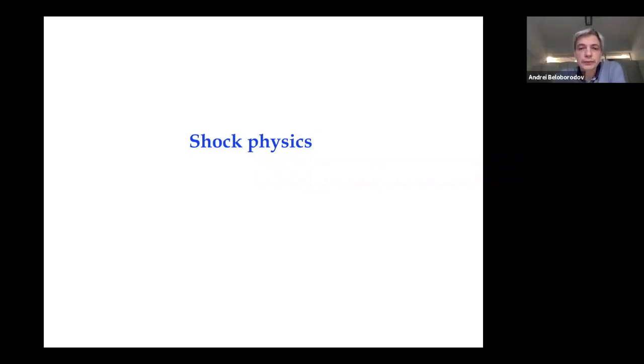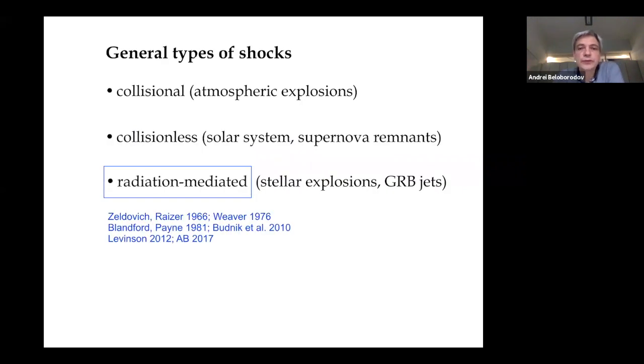I was planning to talk more about details of shock physics, but I'll go quickly and show the results of this first principle simulation that we have for the shock breakout. I would like to emphasize that this blast wave is a shock wave which is mediated by radiation. There are different types of shocks. There are collisional shocks, like an atmospheric explosion, and collisionless plasma shocks, like in the solar system or supernova remnants, for example. Here we're talking about shocks which are originally launched in an opaque medium, which is a radiation-mediated shock.